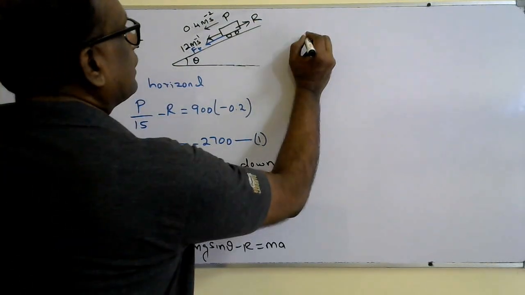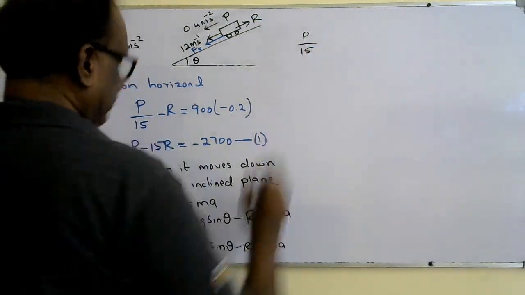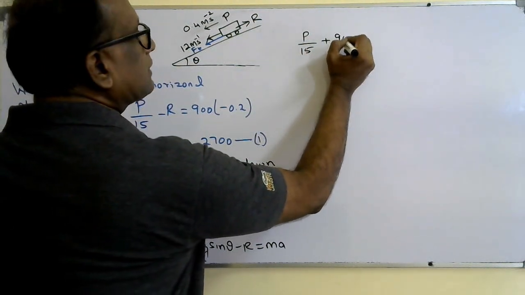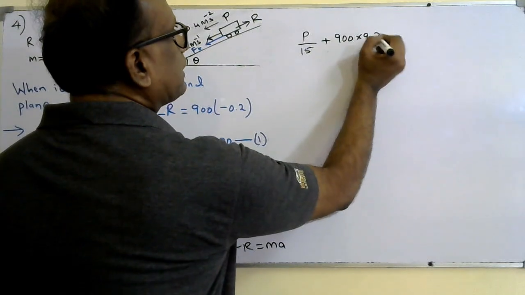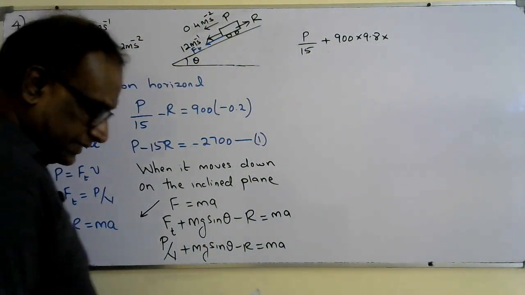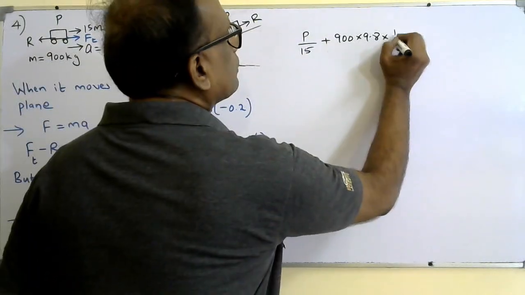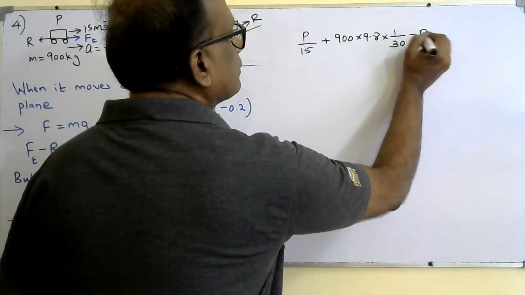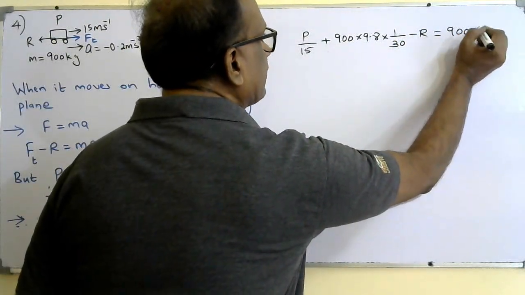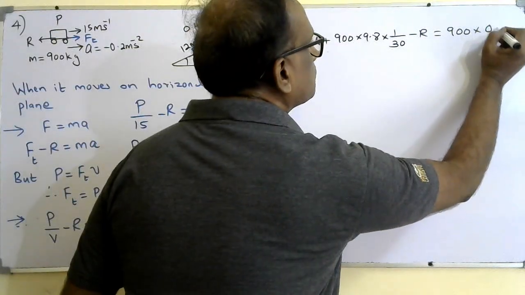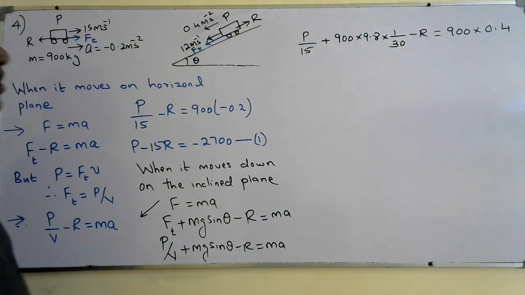So P over 15 plus mg, that is m is 900 into 9.8 into sine theta. Sine theta is given as 1 over 30, minus R equals Ma, 900 into, this is acceleration along the plane down, 0.4. Okay, solve it and again get an equation in terms of P and R.